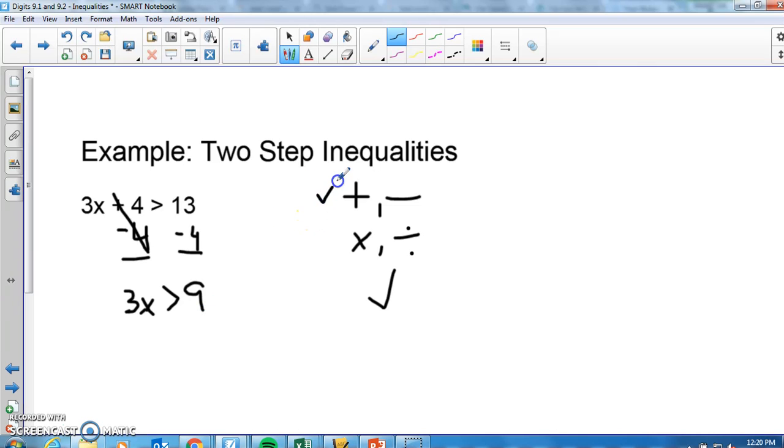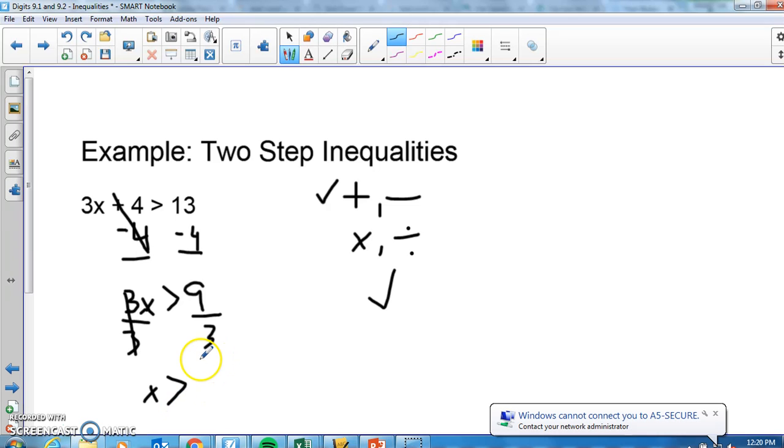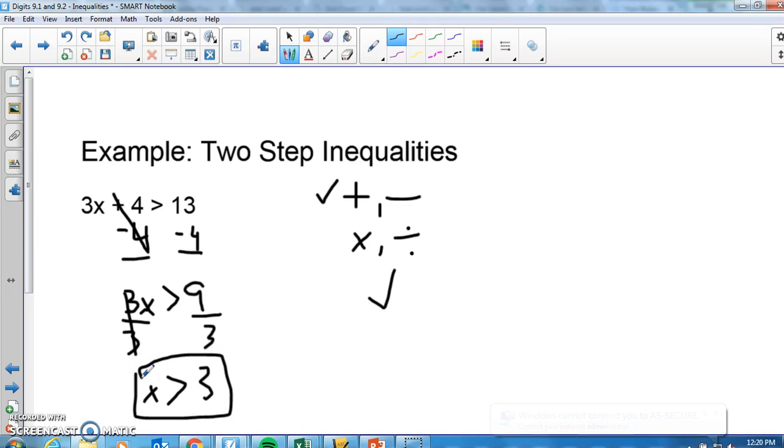I've taken care of my addition and subtraction. I now move to my multiplication and division. I have multiplication here, so the inverse is division, so I divide each side by the same number. I divide by the 3 because it's with the x, the variable, and when I do that, the two 3s right here cancel out, so I bring the x down, bring down the greater than sign, and 9 divided by 3 is 3. So my answer to this inequality is any number that is greater than 3.